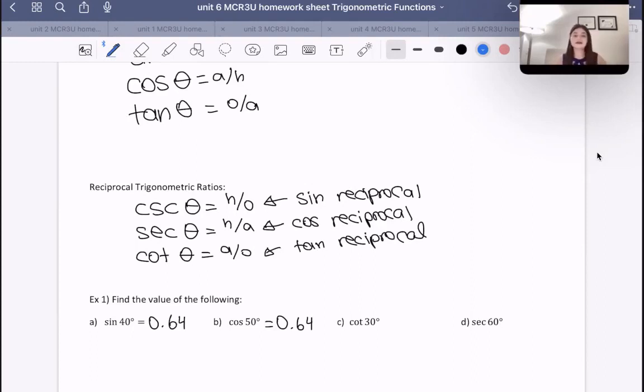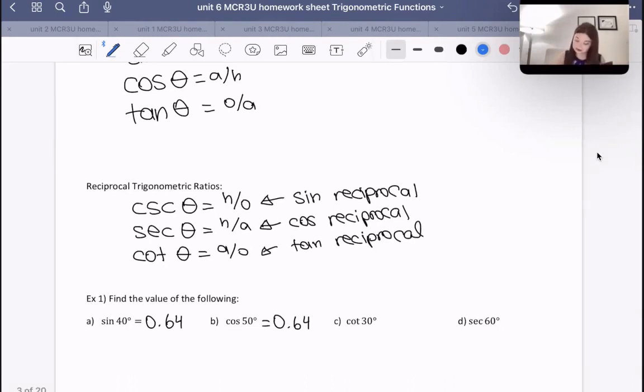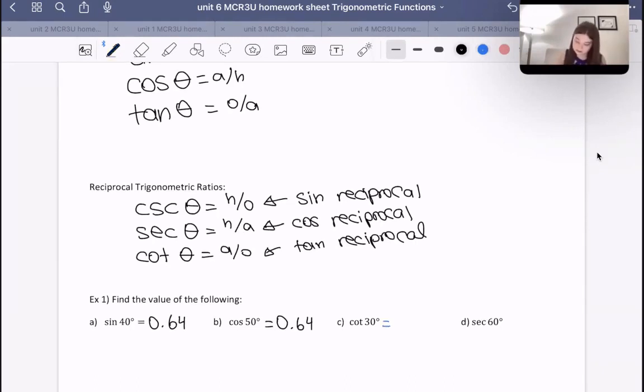Okay, so next let's find the cotangent of 30. To do this, since it's the cotangent, not the tangent, we're going to type into our calculator 1 divided by tangent of 30. So 1 divided by tan 30 is what we want. We're going to get 1, oh, oops, wrong color. We want black, not blue. 1.73.